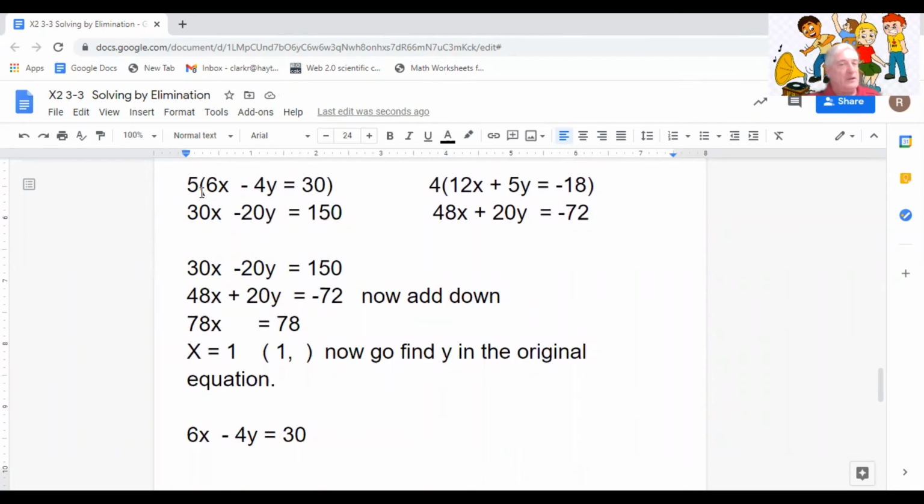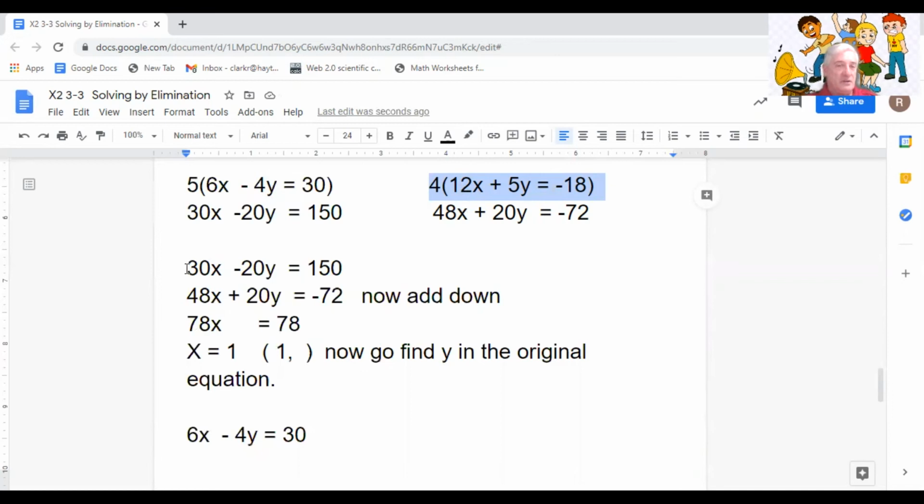5 times that. Now, I put it in parentheses because you've got to remember, it's not 5 times 6. It's 5 times all 3 terms. So I come up with that equation. Then I multiply this line by 4, all 3 terms. If you don't do all 3 terms, you've messed it up. It's not going to come out.